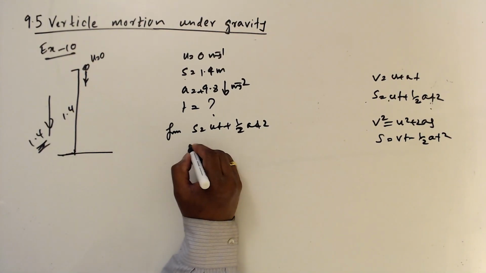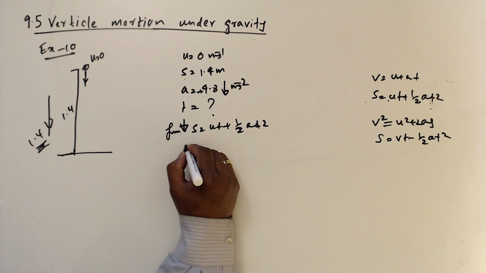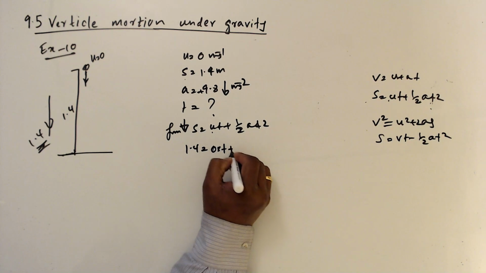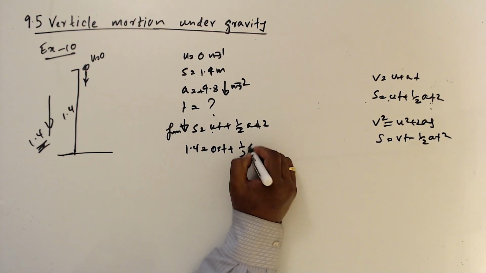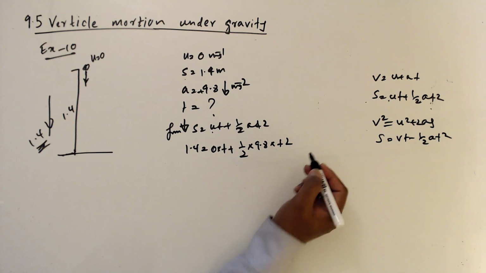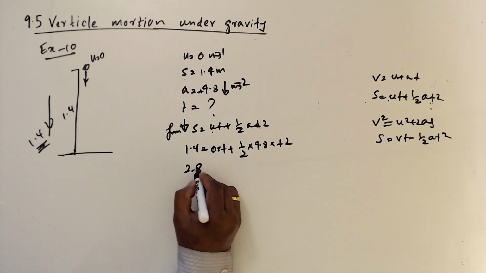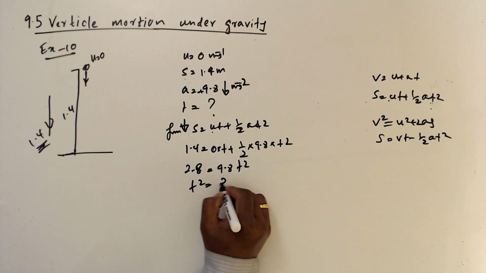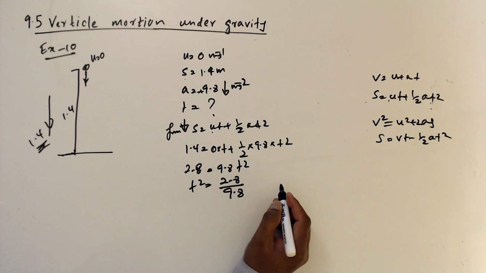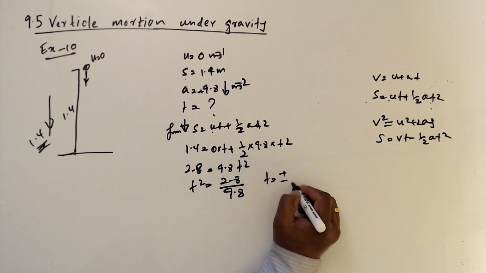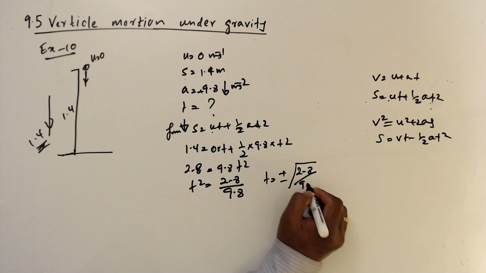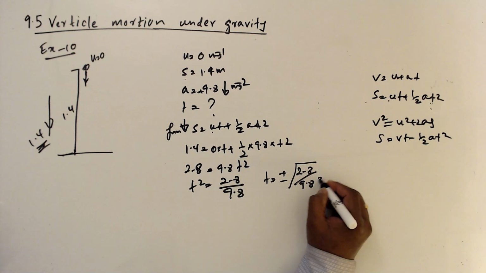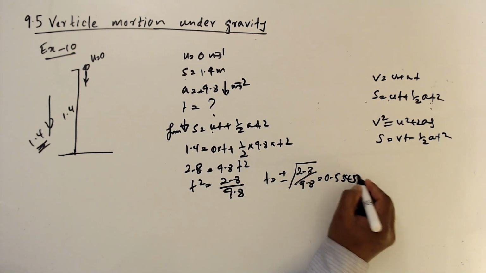So s is in this direction: 1.4 = 0 times t + half times 9.8 times t squared. So this is 2.8 = 9.8 t squared. So t squared = 2.8 divided by 9.8. t equals plus or minus the square root of 2.8 divided by 9.8. We need to take the positive one as time can't be negative, and this is 0.5345.